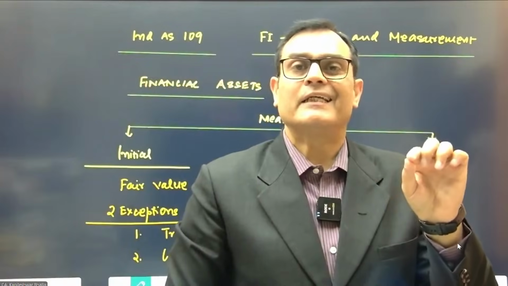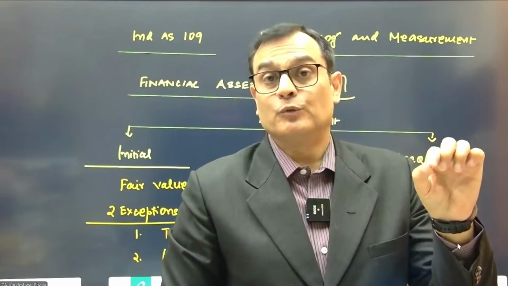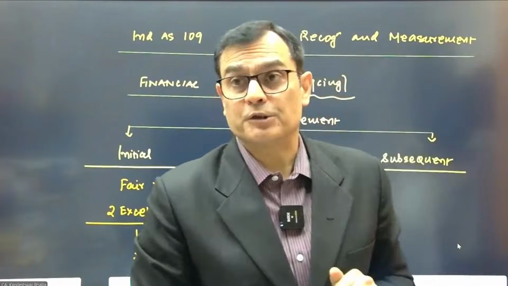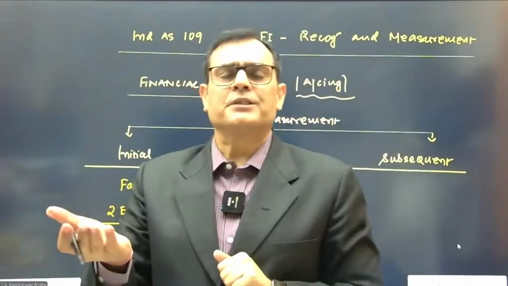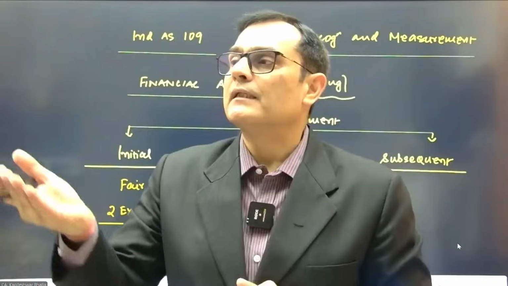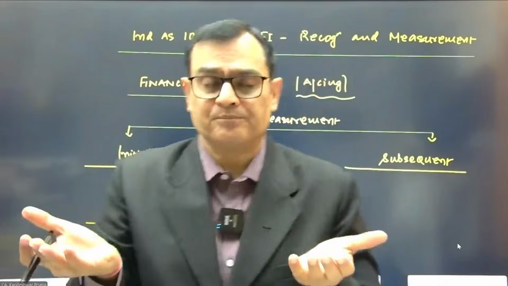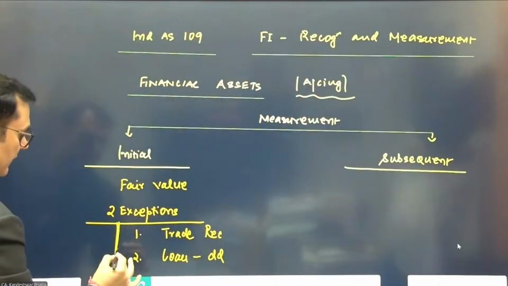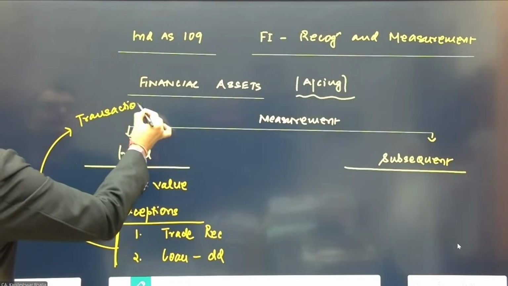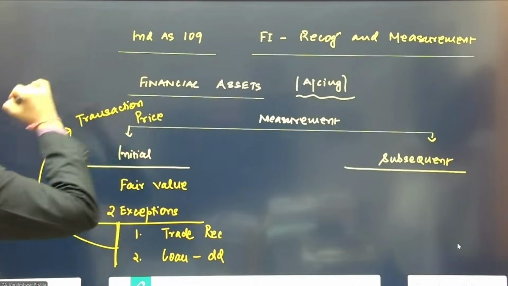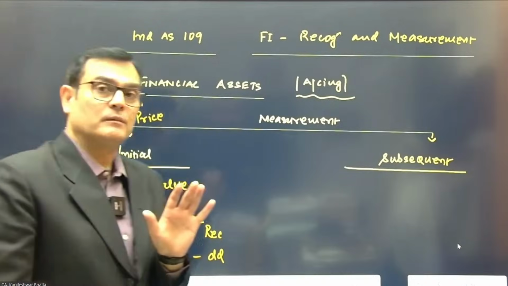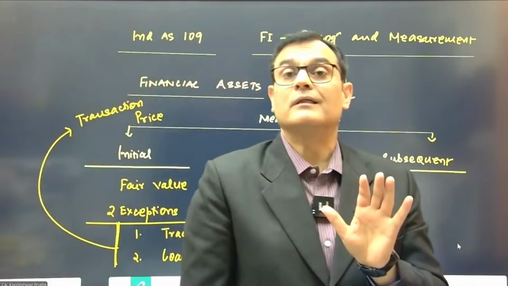If you make a credit sale to the customer, you create a debtors, you create a trade receivable, and that is recognized at a transaction price. Now, what is a transaction price? You know that. In terms of Ind AS 115, you capture things at a transaction price, the price which you have contracted with the customer. So in these two cases, the recognition is done at a transaction price. So leaving these two cases, all the financial assets are initially always captured at a fair value, except a trade receivable and except a loan which is recoverable on demand.